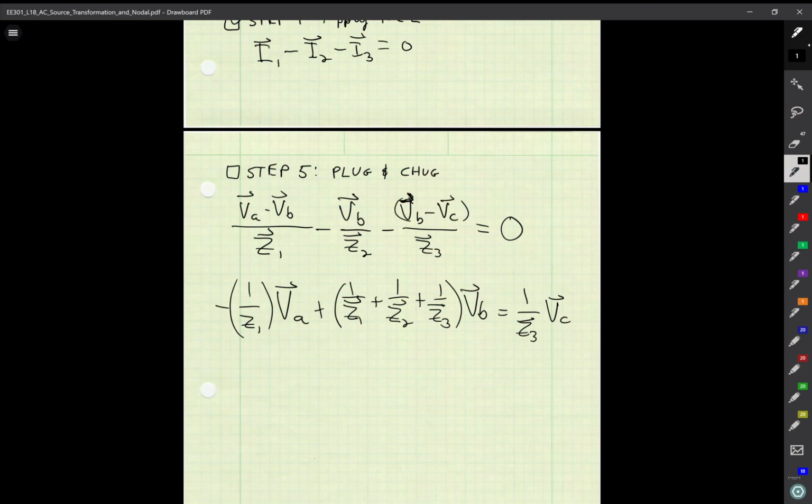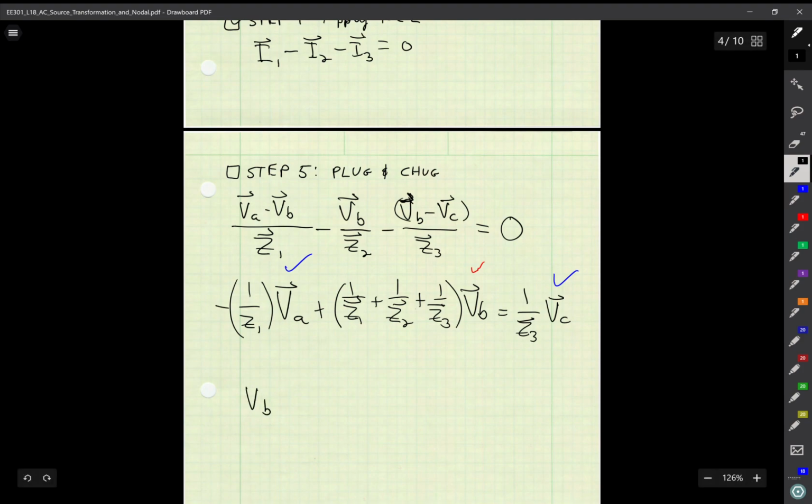Now, what are the known things that we have here? Well, VA is known. VA is V1, and VC is also known. VC is V2. That's what we've defined in the original problem. So the only thing that I don't know here, again, is my voltage at node B. So I'm just going to solve for VB and collect the terms and put it on the other side of the equation.